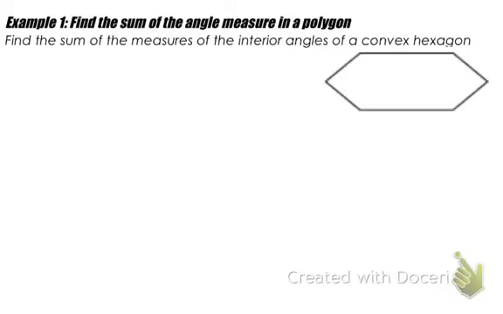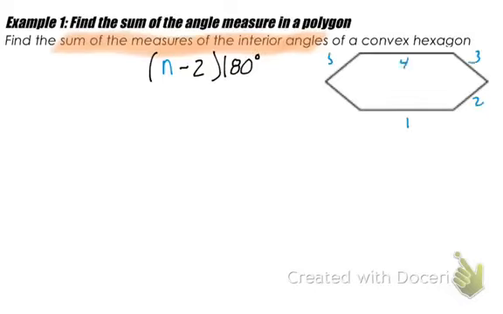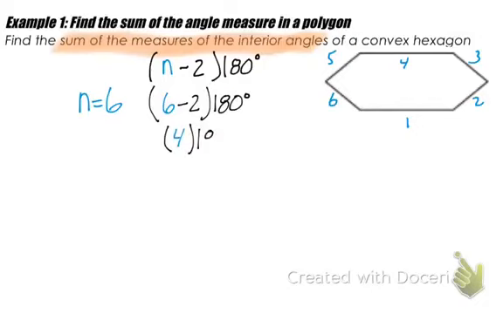So in example 1, we have to find the sum of the angle measures in a polygon. So we know that the sum of the interior angles is equal to (n minus 2) times 180. So we need to figure out the number of sides. We have 1, 2, 3, 4, 5, 6 sides of a hexagon. It's a convex hexagon, so the number of sides would be 6. So all we've got to do is substitute in 6 for n. Simplify. So 4 times 180, we get 720 degrees.